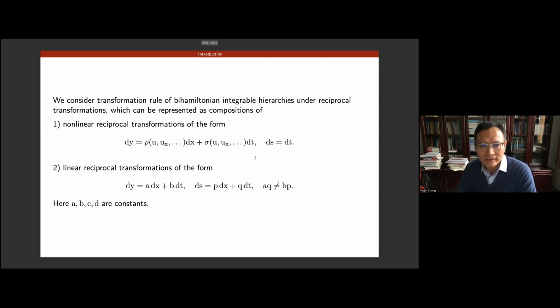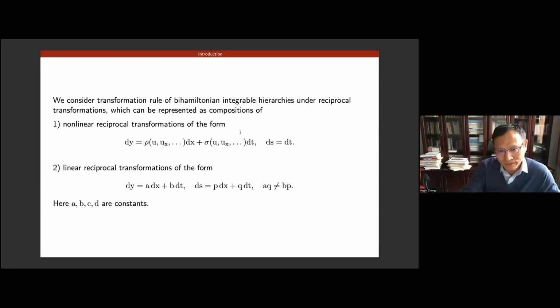Now we can add an action apart from Miura type transformations. We can also add the reciprocal transformations to consider again this classification problem. The reciprocal transformation that I mentioned in the previous slides, we can decompose into two types. One type we call the nonlinear reciprocal transformations: if we have one conservation law of the system of PDEs, we can do such a change of the independent variables.